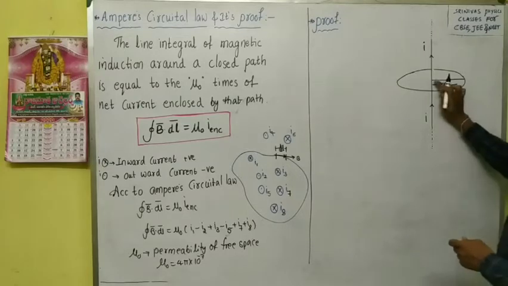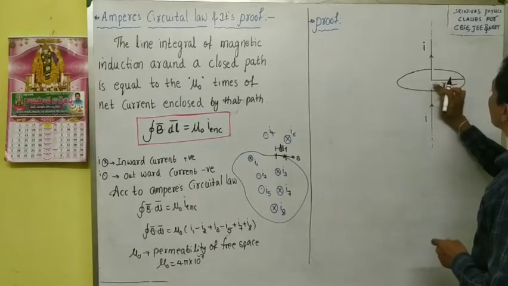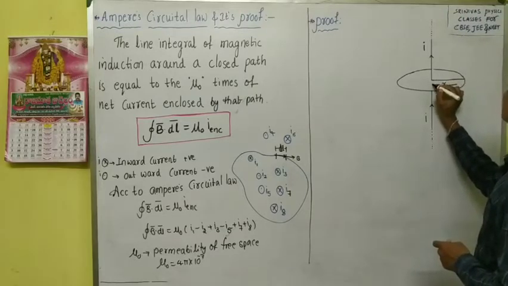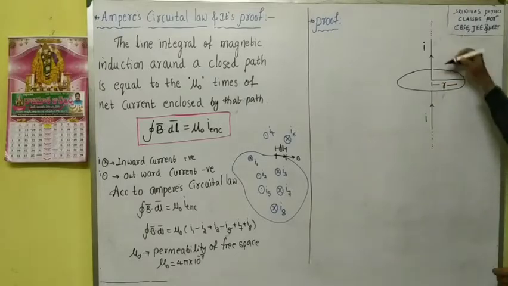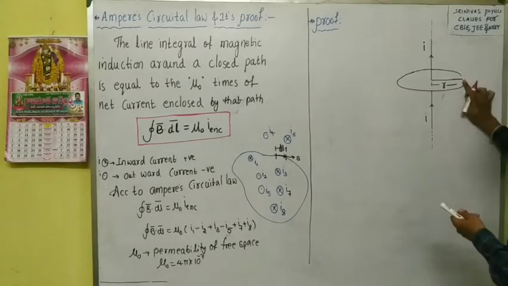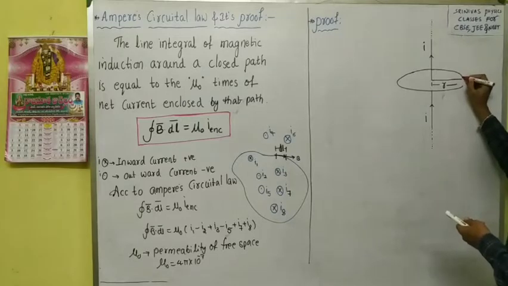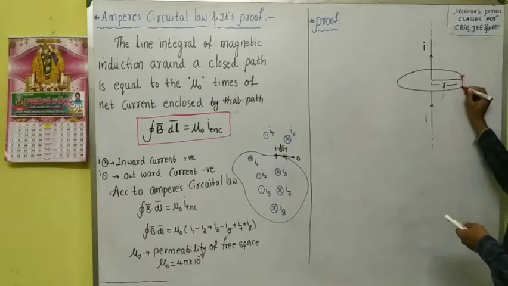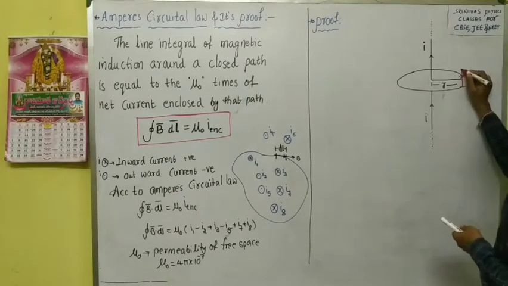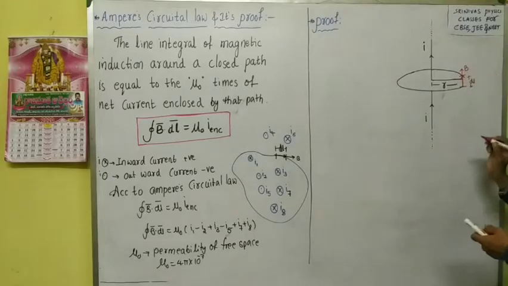And look at here very carefully. This is a closed path, and on the closed path I am taking the small element. The small element is dl, and the magnetic induction here I will take as B. Then, according to Ampere circuital law, what do we write here?